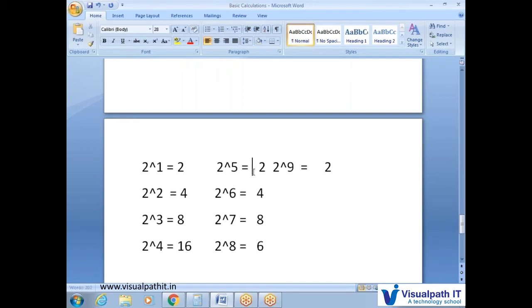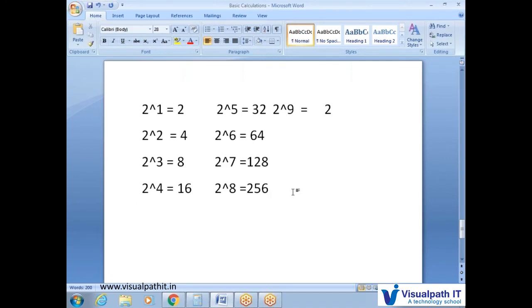For example, 2 power 5 is 32. And 2 power 6, what is the ending value? 4. 2 power 6 means 64. Again, 128, and then 256. Clear? So the ending value is the same.